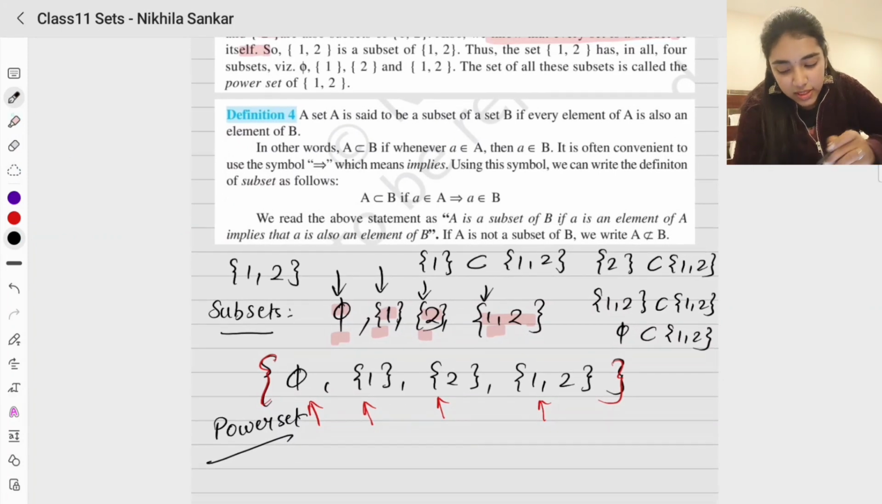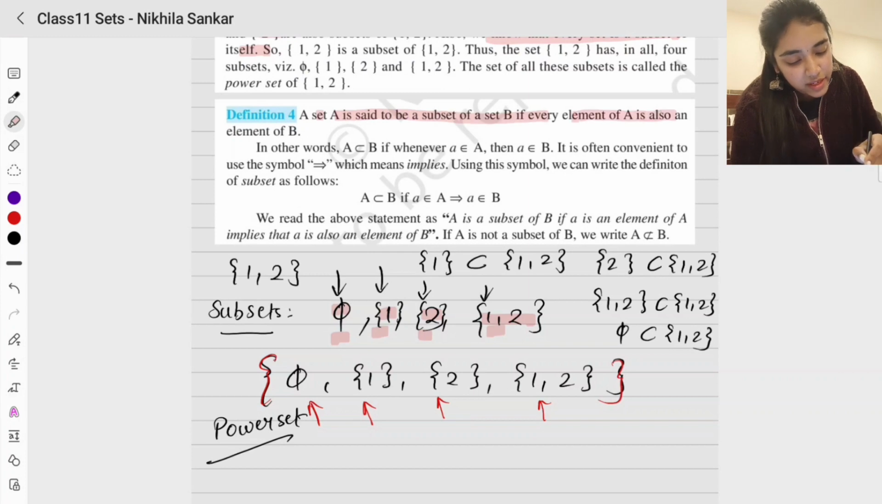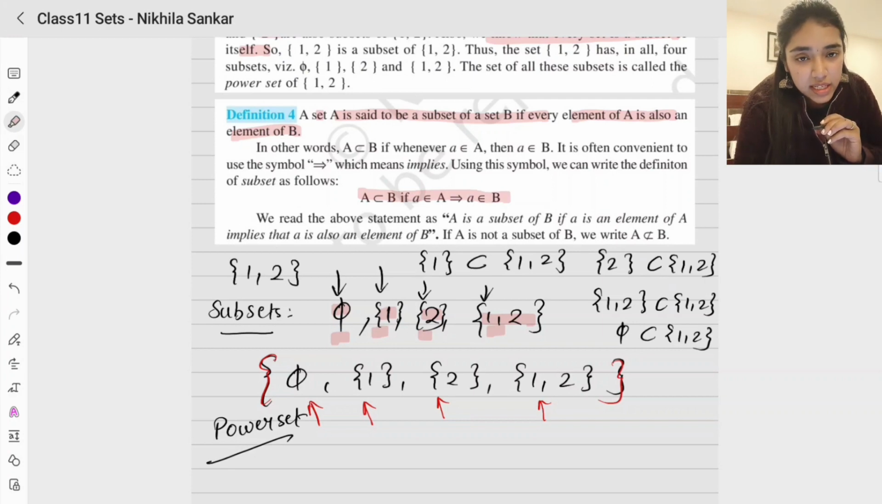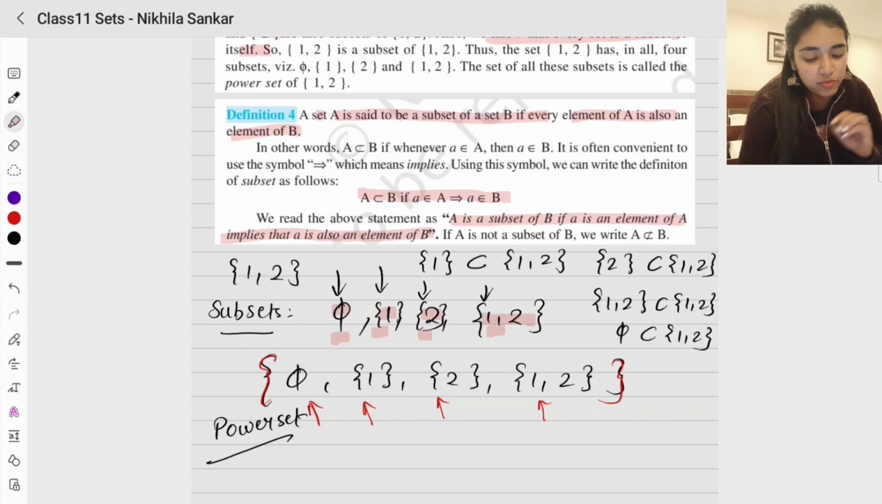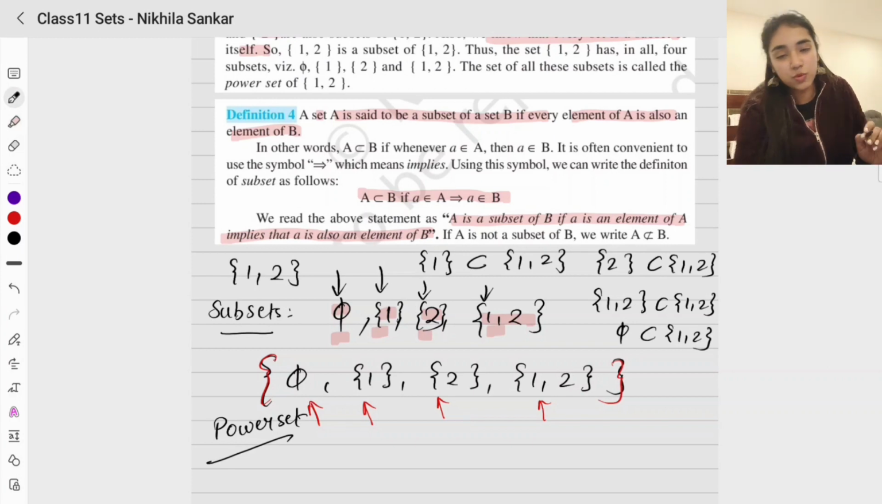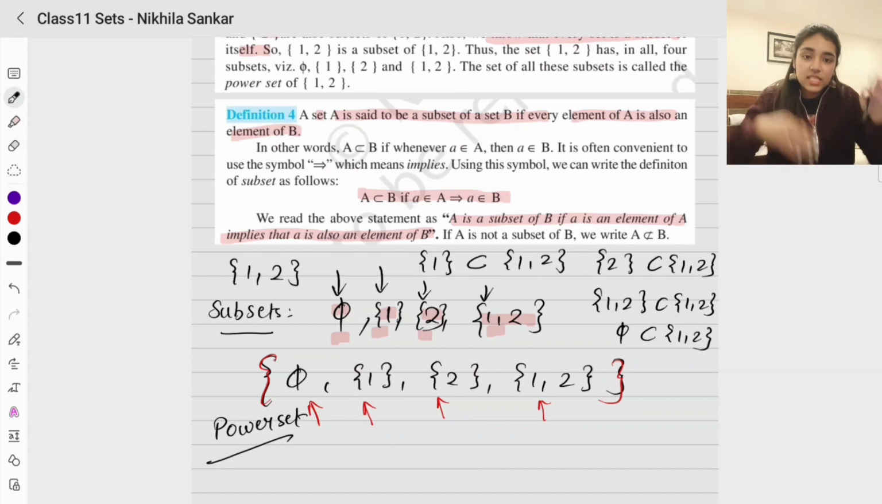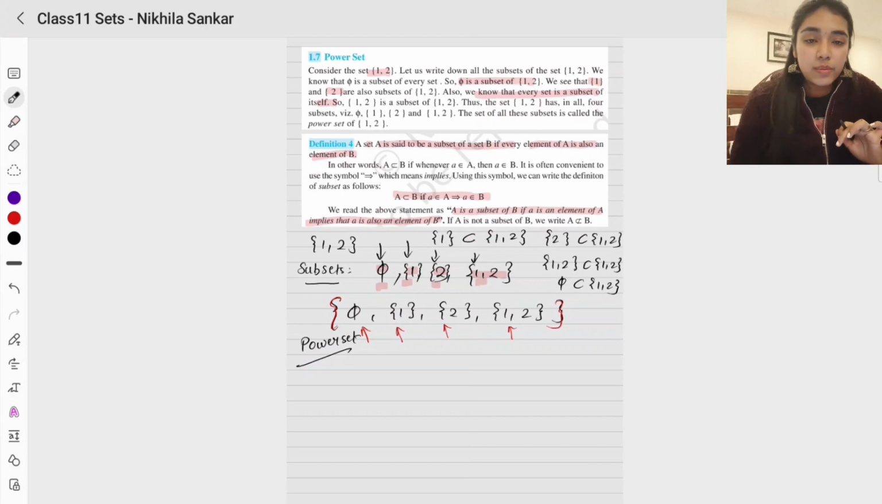So what definition is given for this? If a set A has to be a subset of B, every element of A is also an element of B. We know what a subset is. A is a subset of B if and only if every element that belongs to A also belongs to B. We have studied this reasoning already. So A is a subset of B if A is an element of, implies that A is also an element of B. Okay, so now we know how to write the power set. You have to write what the subsets of the given set are, and the subsets are set of all elements. We have to write them as a set. Okay, so let us do some example questions.